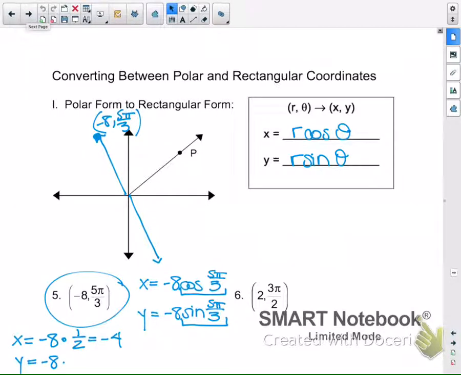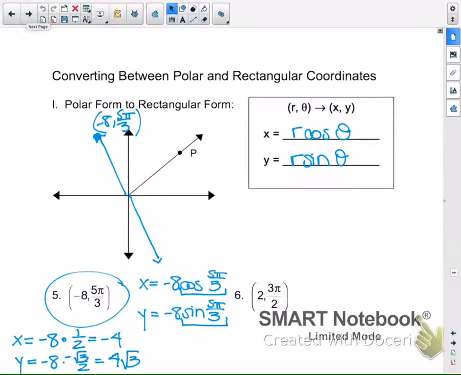To get my y value, I'm going to do negative 8 times the sine at 5 pi over 3. So I think about pi over 3 in my chart. The sine is root 3 over 2 at that reference angle, but in the 4th quadrant, sine is what? Negative. If I multiply those together and keep it in simplified radical form, what is that going to give me for my y? Negative 4 root 3.